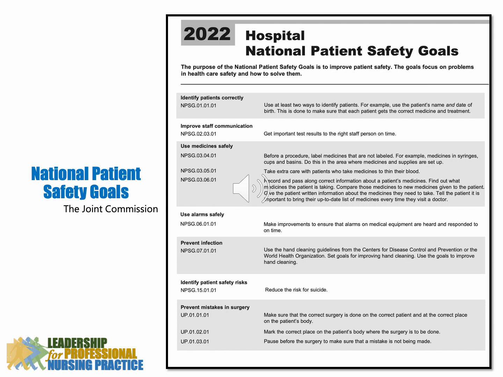For example, making sure that the correct surgery is done on the correct patient, and it is done on the correct part of the patient's body, because one of the most common patient safety issues in many hospitals is that surgery is performed on the wrong patient, or on the wrong part of the patient's body. And the other one is correct positioning of the patient's body where the surgery is to be done, and a pause before the surgery to make sure that no mistake is being made.